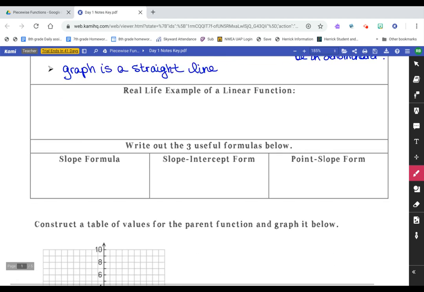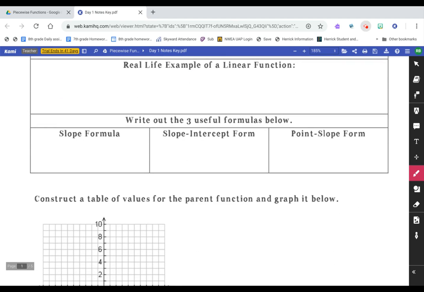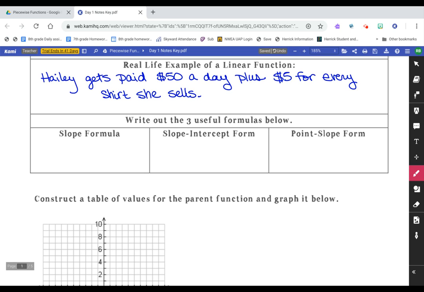A real-life example of a linear function would be Haley gets paid $50 a day plus $5 for every shirt she sells. So if the amount she gets paid in a day is equal to y, that would be $50 plus the $5 for every shirt. Okay, slope formula, y2 minus y1 over x2 minus x1. You can think of it as rise over run or change in y over change in x.